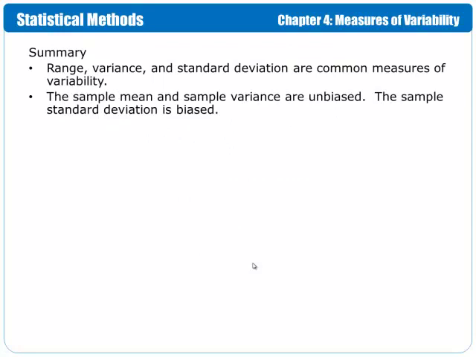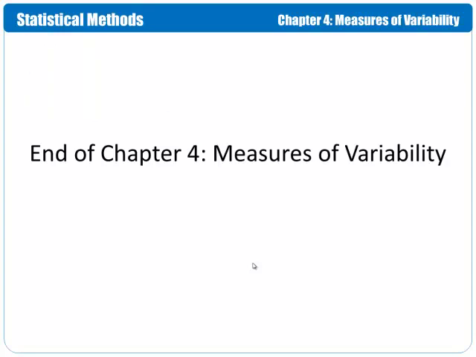In summary, the range, variance, and standard deviation are common measures of variability. The sample mean and sample variance are unbiased. The sample standard deviation, however, is biased. And that is the end of Chapter 4, Measures of Variability.